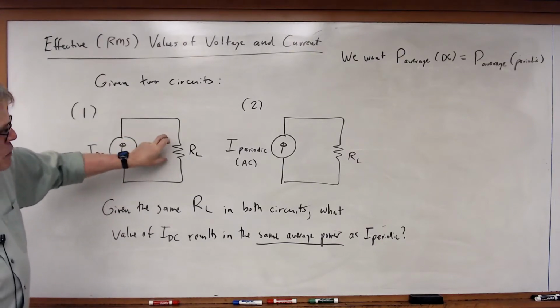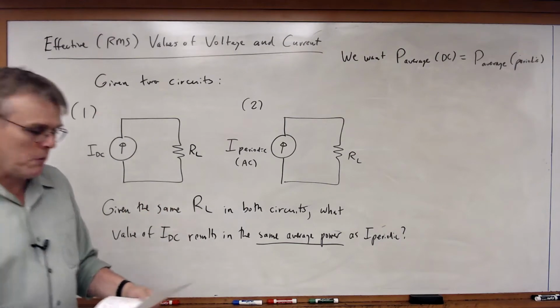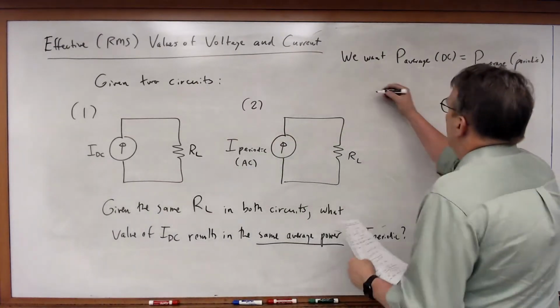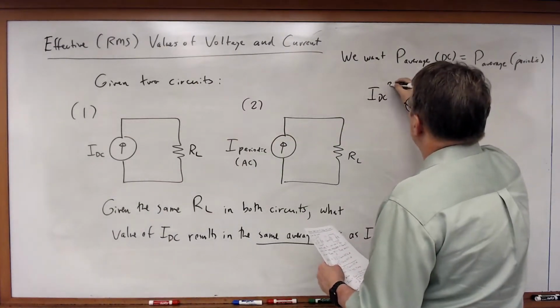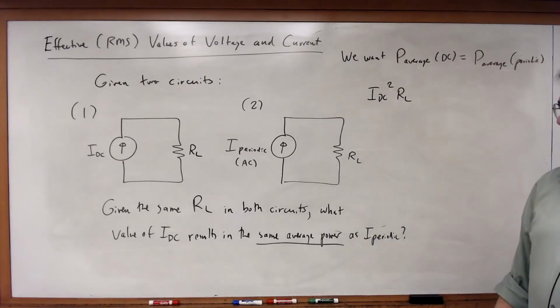What is the average power in the resistor due to the DC source? Well, we learned that very early in this course. That is IDC squared times RL. That's the P average DC.